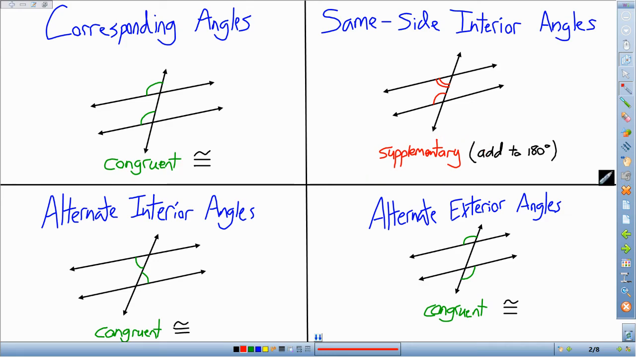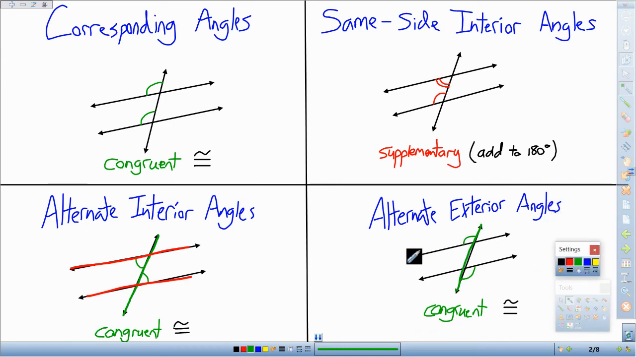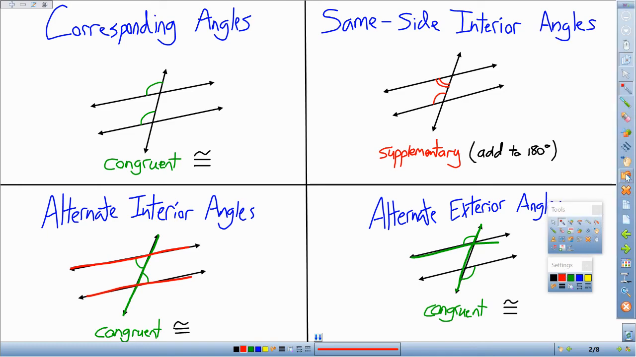If you can just remember that, it makes this assignment and these lessons today a little bit more straightforward. It's still important to know how to identify these. So just real quick, let's go through these we haven't seen today. Alternate interior: remember, that means they're on alternate sides of the transversal on the interior of the parallel lines. Alternate exteriors, as you might guess, are on alternate sides of the transversal, but on the exterior, on the outside of our parallel lines.